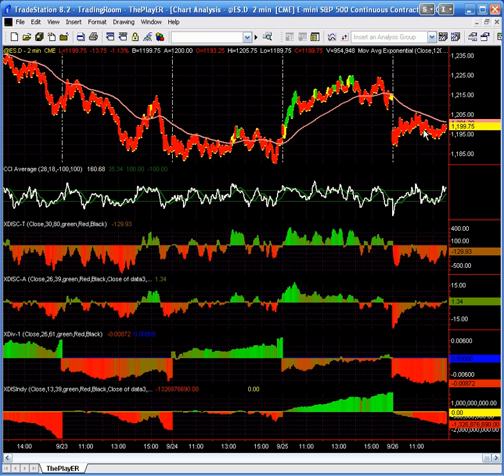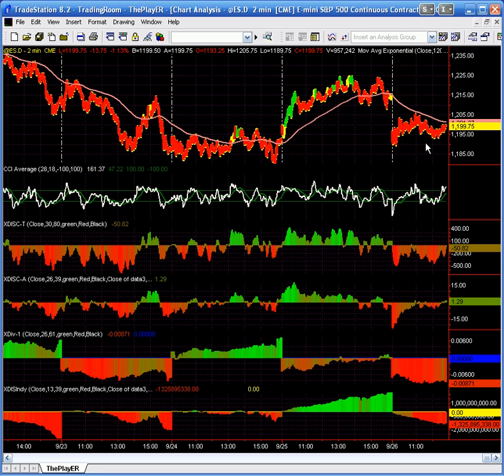We did have the gap. We did close the gap, essentially converging with the trend. A great selling opportunity was there at 1205. Trailed down to about 1193, 1192 mid-session, and we've got a little snapback, and we're now at 1200.